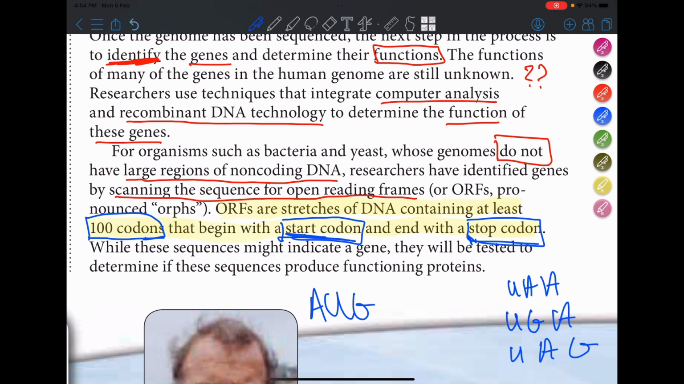While these sequences might indicate a gene, they will be tested to determine if the sequence produces functioning proteins. So these sequences might be a gene, and we test them to determine if they code for functioning proteins.